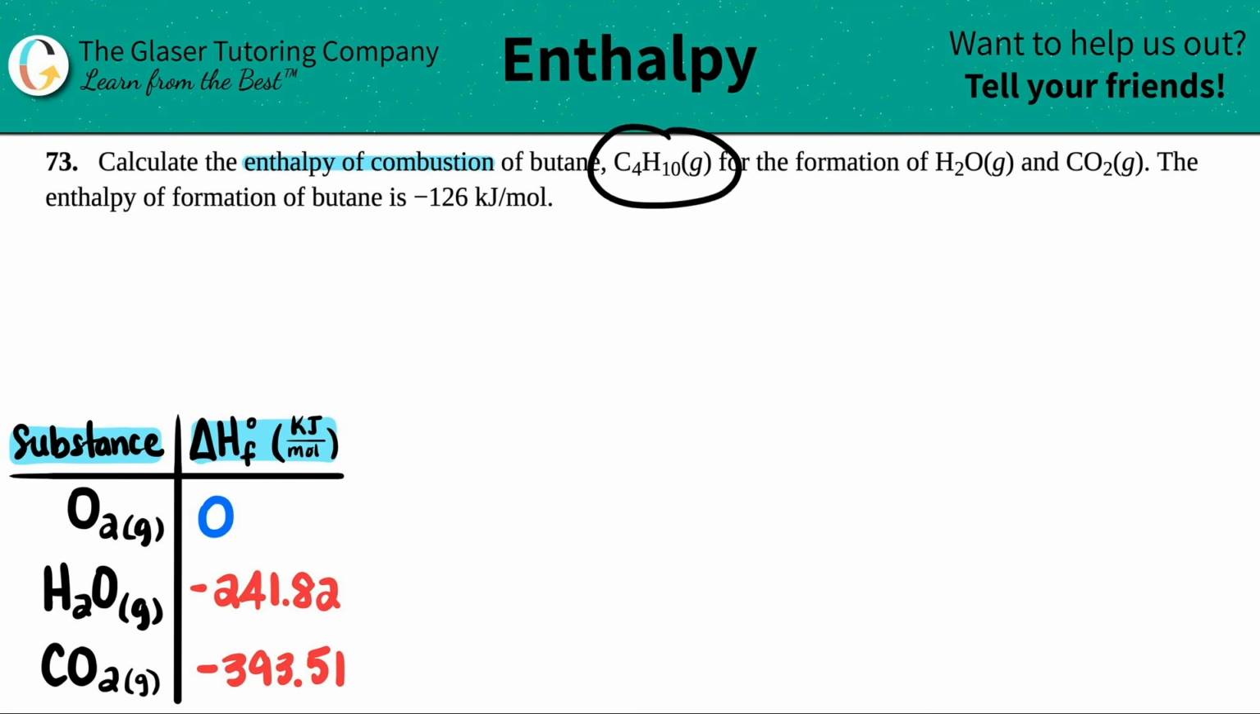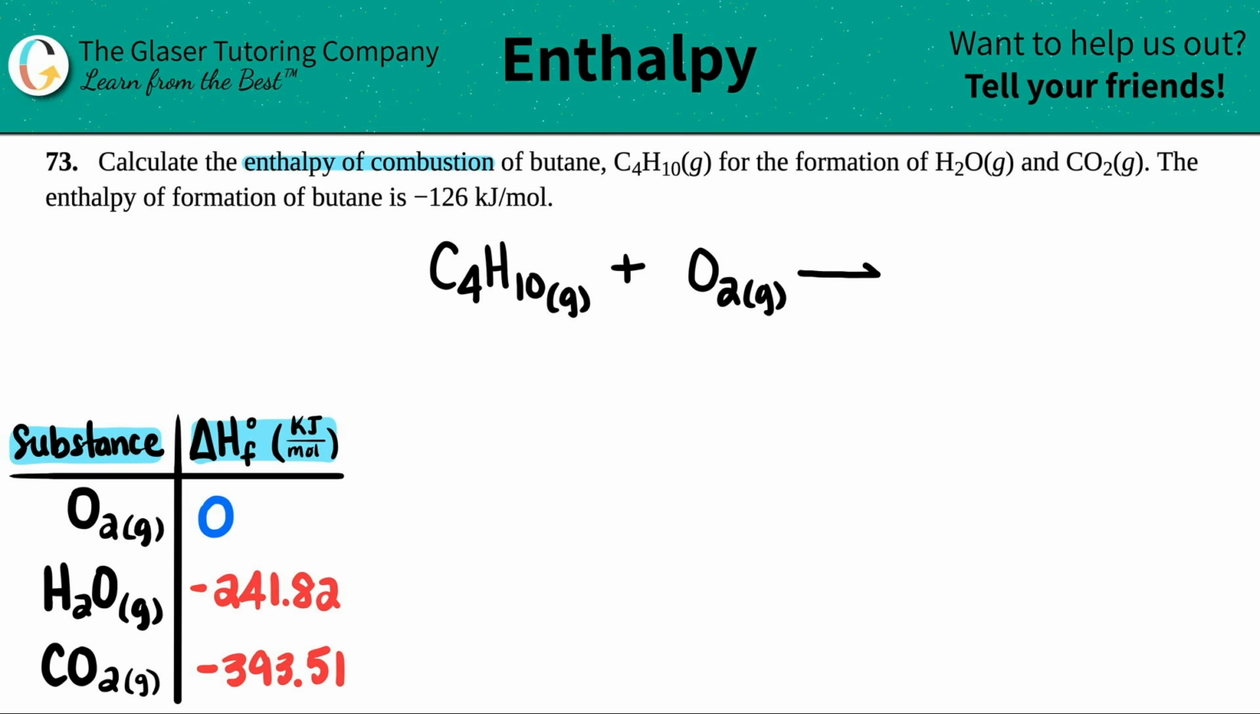So remember, combustion is always with a hydrocarbon. We have carbon and hydrogen. So we have C4H10, and that's a gas. And remember, for combustion to happen, it always has to be in the presence of air, aka oxygen. So I have to add O2, and that's a gas. And then I will form my two products. Remember, with combustion, it's always plus O2 and yields CO2 plus H2O.